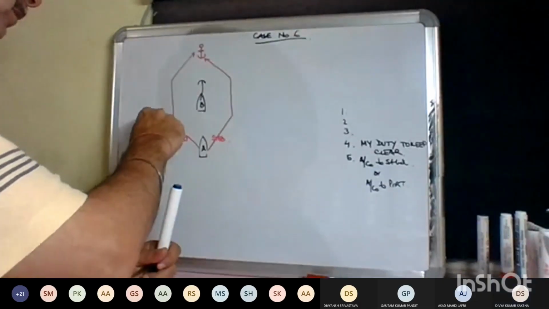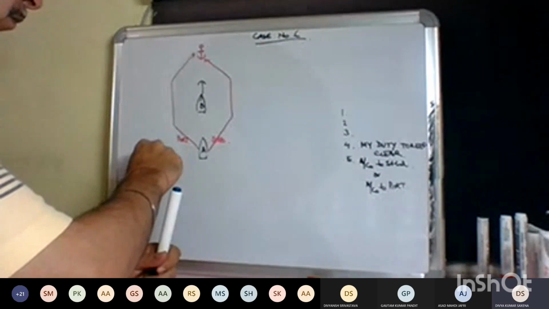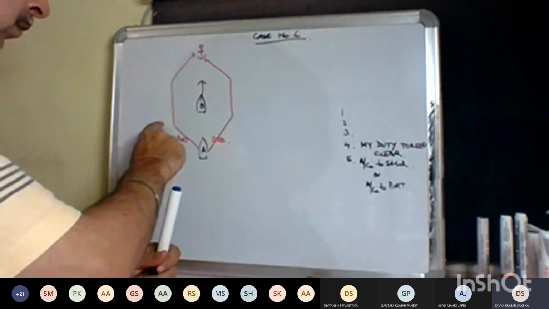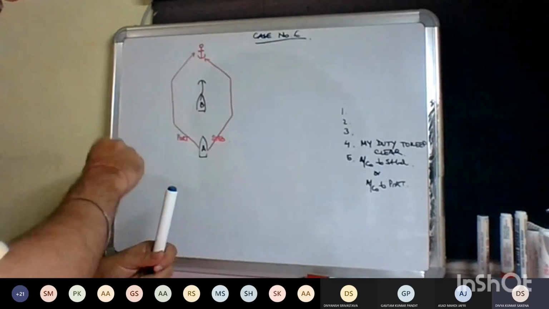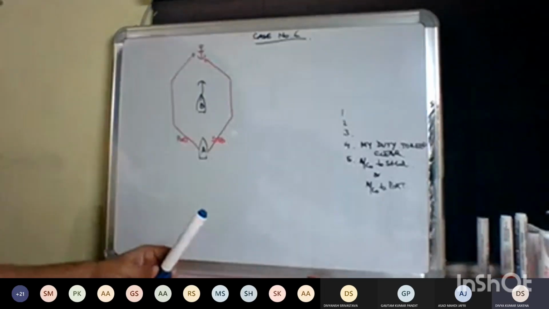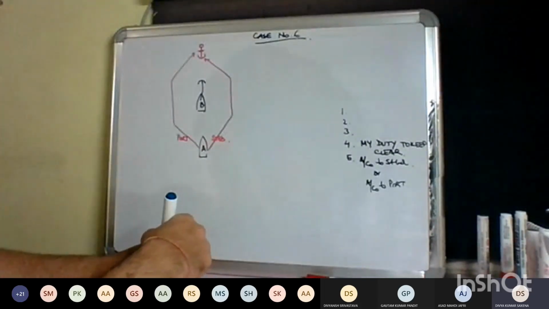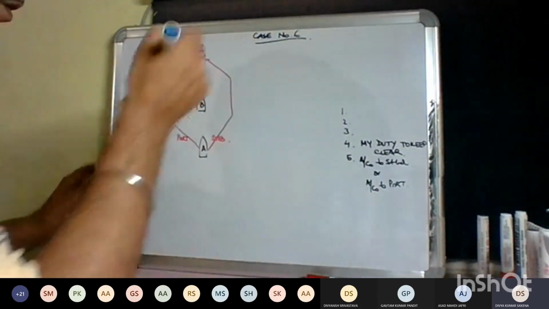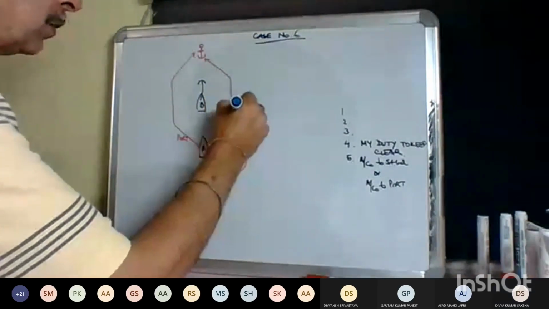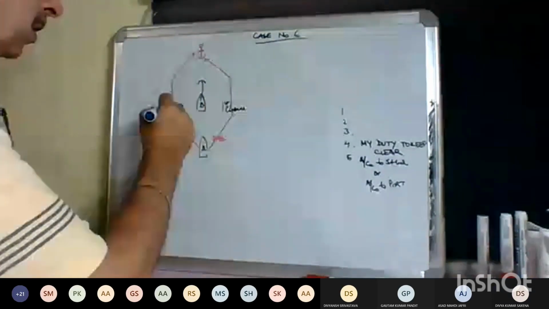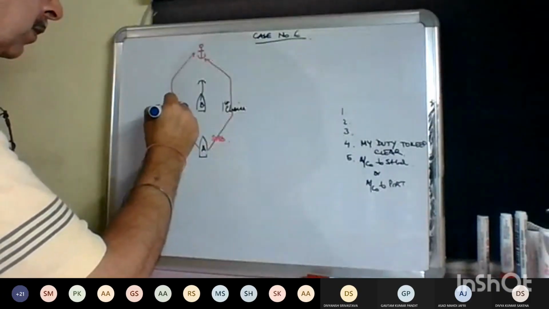Why? Because in most of the rules, if we have another situation coming in on the port side, then we don't have an option to alter to starboard. But if we go from the starboard side, we have plenty of room. So therefore, this will become my first choice. This will become my second choice.